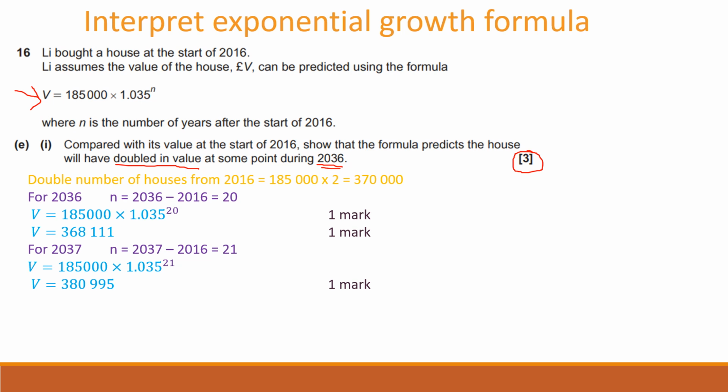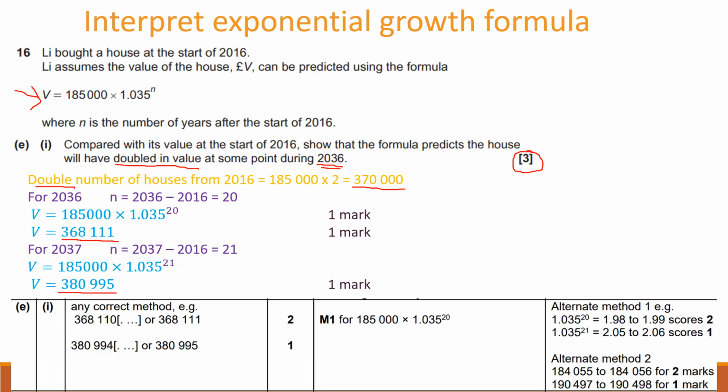But you do need to make sure that you understand what you've just shown here, because this 370,000 is now between the 368,111 and the 380,995. So we have shown that the house price has doubled in that time.